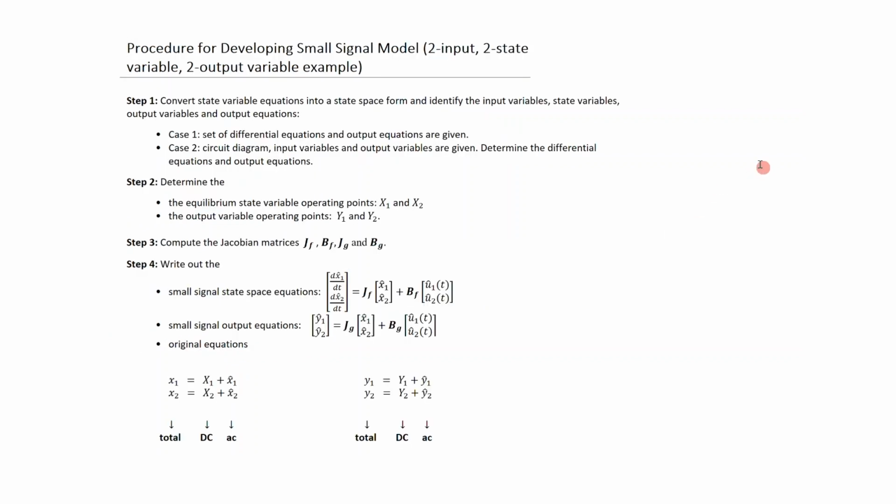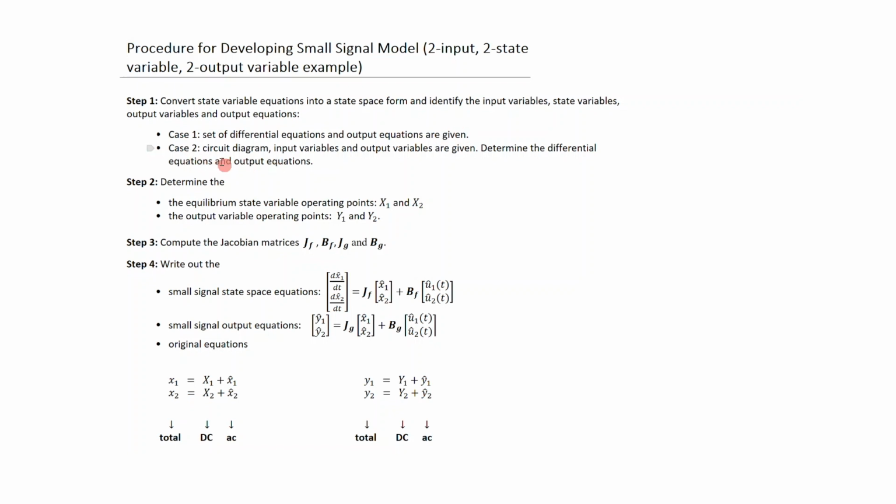All right, so now the procedure for developing a small signal model using a 2-input, 2-state variable, 2-output variable example. The first step is to convert state variable equations into a state space form and identify the input variables, state variables, and output variables in the output equations. One case considers a set of differential equations and output equations, which are given to you.